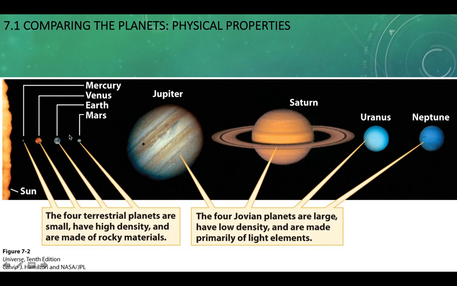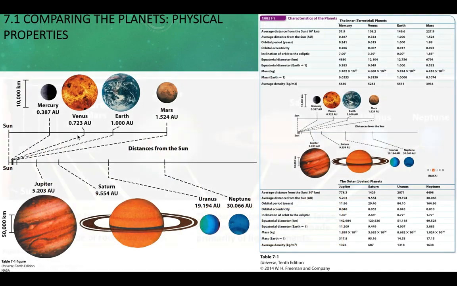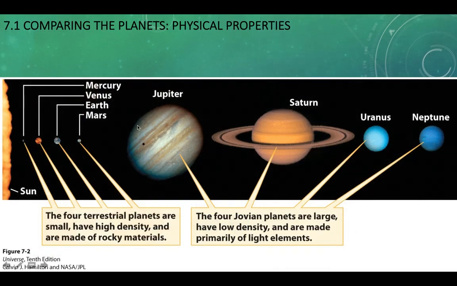Venus has no moons, Earth has one moon, Mars has 2 moons, and then those planets have many moons.